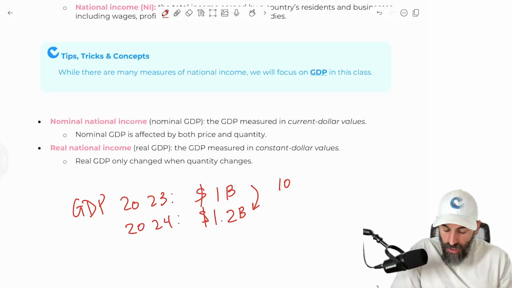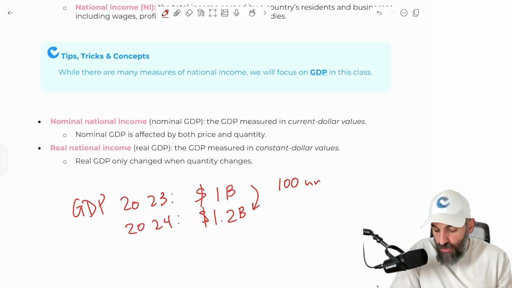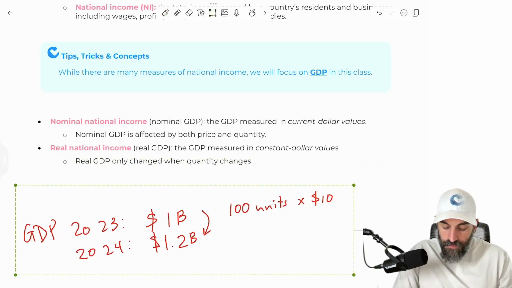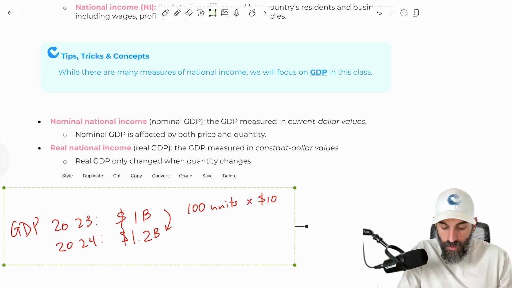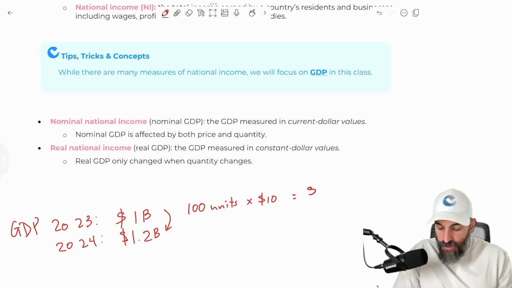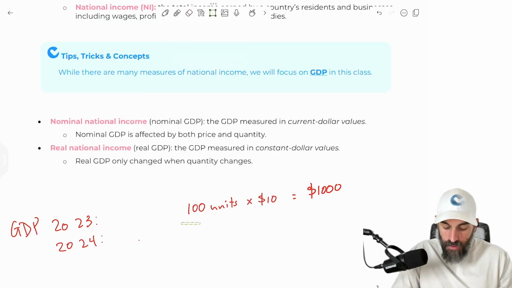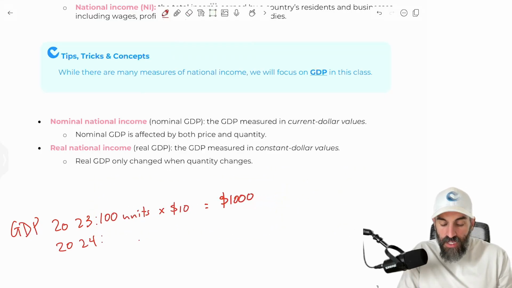If you're producing, and I'll try and keep this super simple, 100 units, which you were selling for $10, this would be $1,000. Okay, so let's call this the GDP for 2023. Okay, let's get rid of this 1 billion. Let's say our GDP in 2023 is $1,000. Let's say in the following year, we actually produce fewer units, 80 units.